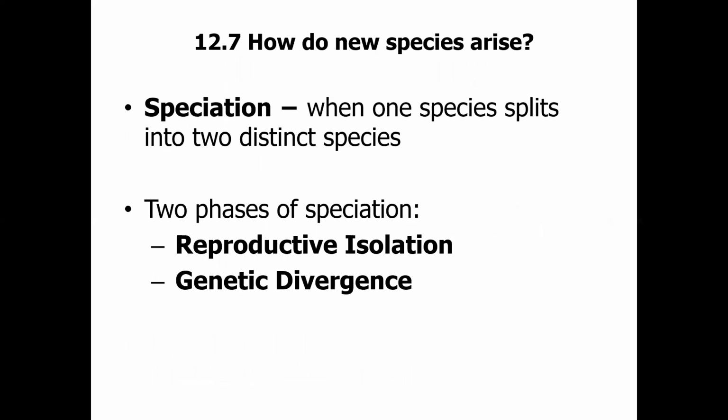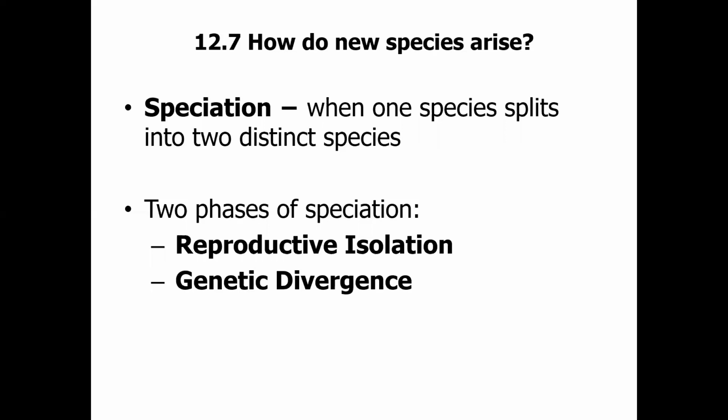Okay, so the actual process by which species arise is called speciation. Pretty straightforward definition. It's just when one species splits into 2. For example, with those greenish warblers, on one side of the mountain they were one species, and on the back side of the mountain they were 2 different species.